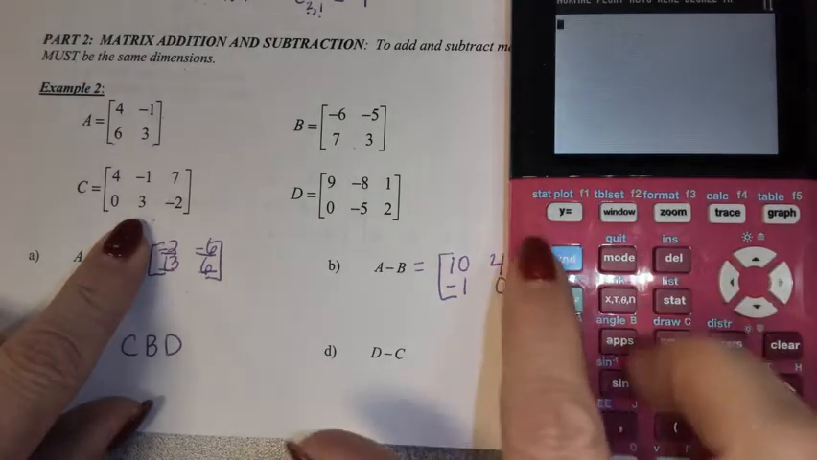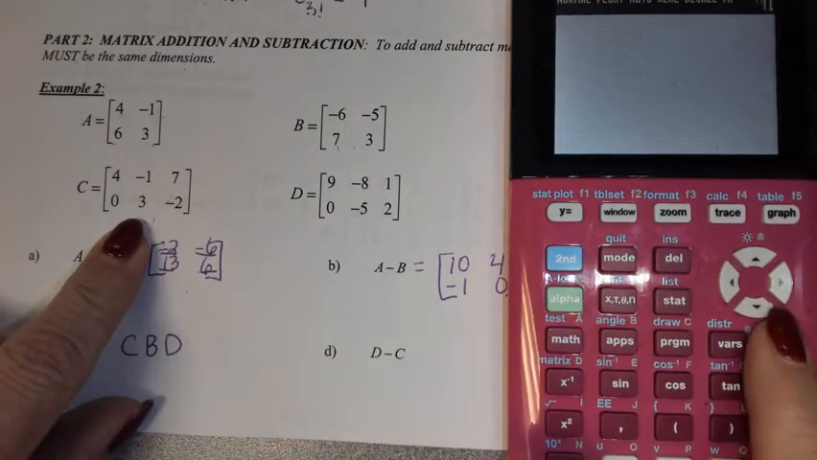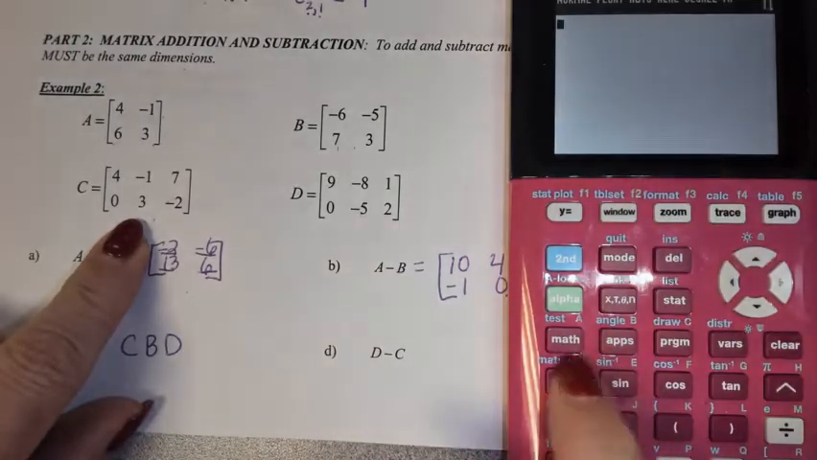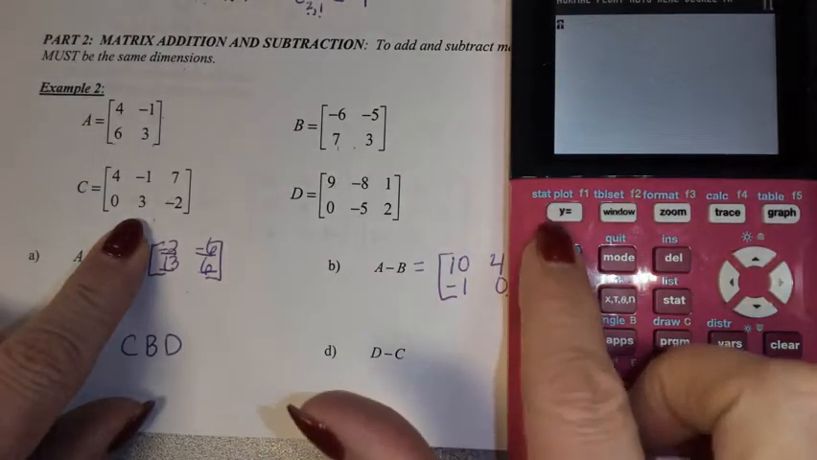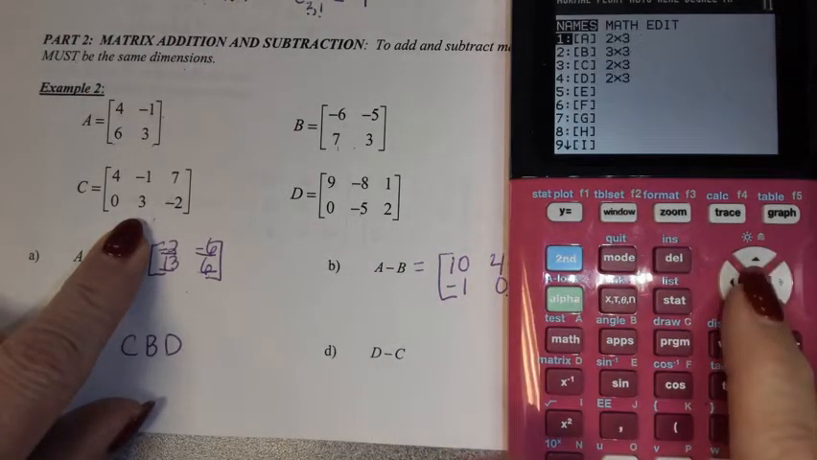And so now we want to be on our home screen. We want to make sure we have a clean home screen. So we're going to push clear, make sure it's all clean. And after that, then we're going to go back to matrix. We're going to go and get those matrices now. We want matrix D first.